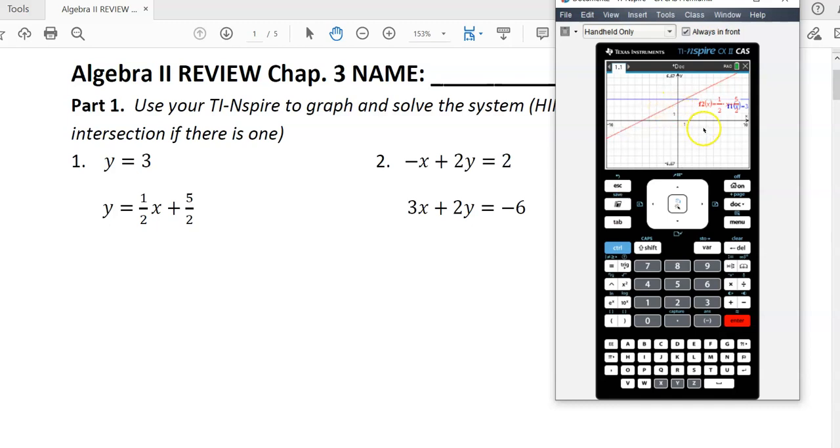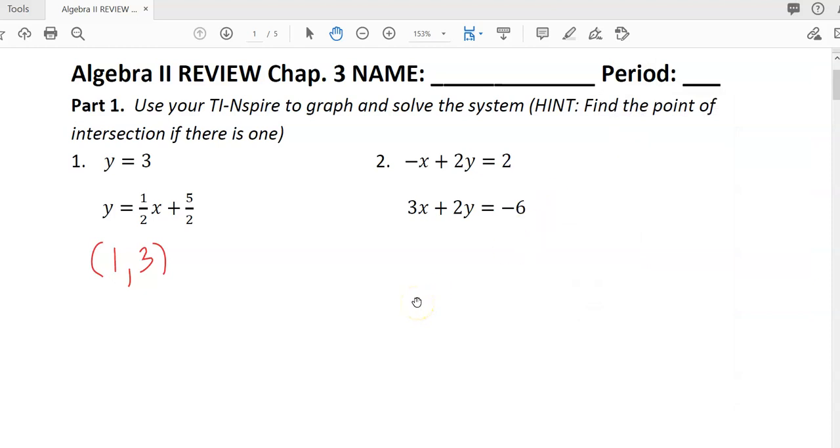And we want to find out where those two lines cross. And so we're going to press menu. I like to go to geometry, points and lines, intersection points, click on the two graphs, and it should give you the ordered pair, which is (1, 3). Remember this section, I want your answer to be in ordered pair form when you do this.